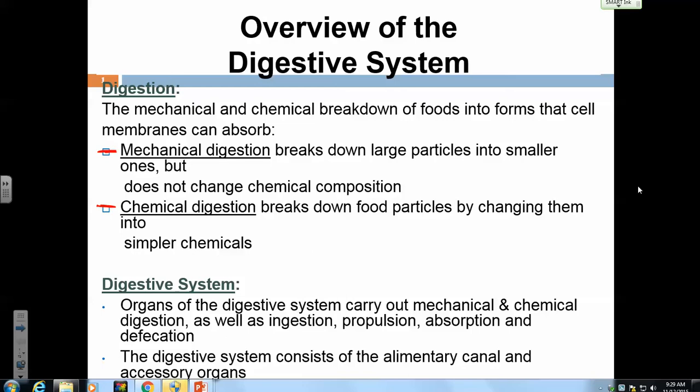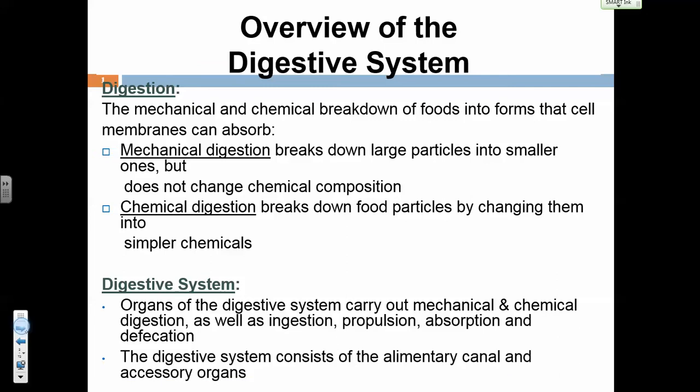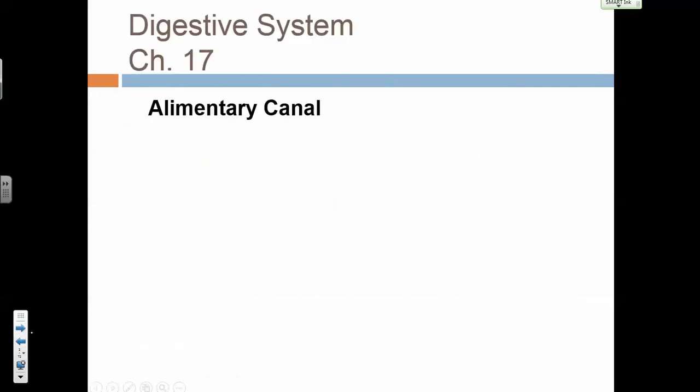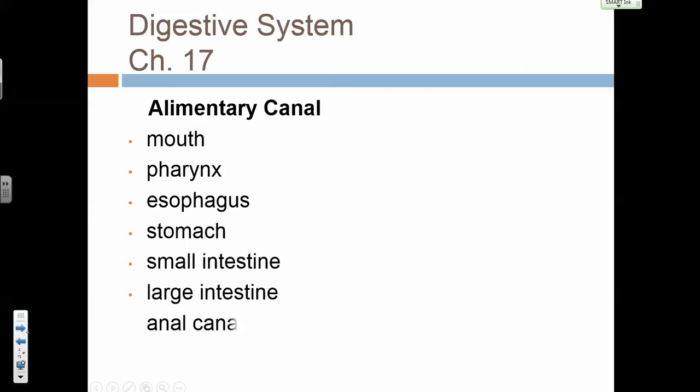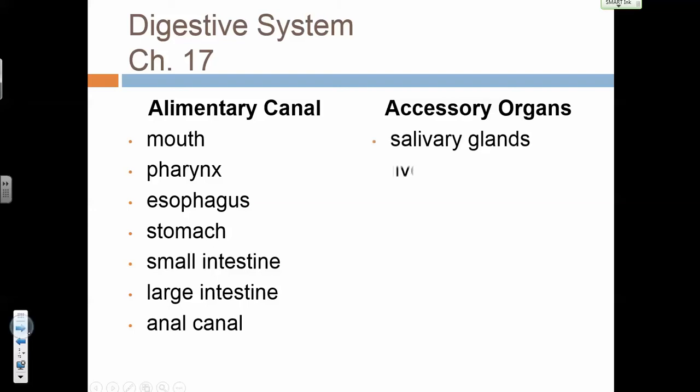The organs of the digestive system can be lumped into two groups. One group is the alimentary canal, and these are the organs that the food actually passes through. So we'll see that as we go through this chapter. We'll start at the top and go to the bottom. But as we do, we'll be looking at some accessory organs that produce some fluids that empty into the digestive tract. And those organs are your salivary glands, your liver, your gallbladder, and your pancreas. So they produce or release fluids that aid in digestion. Okay, and those are the accessory organs.